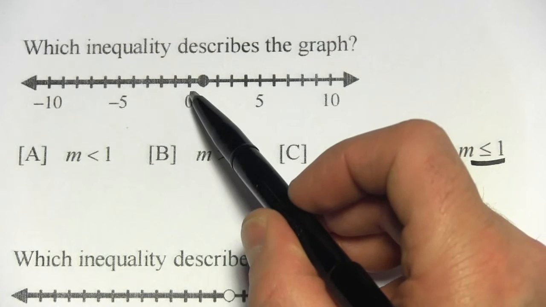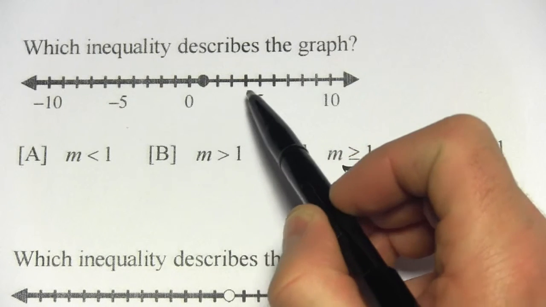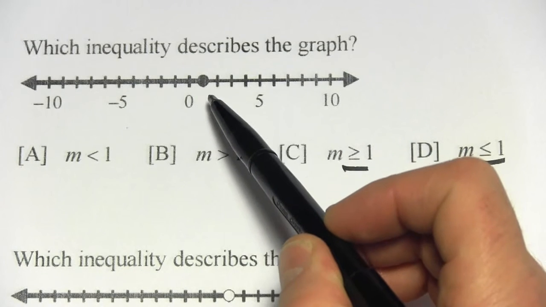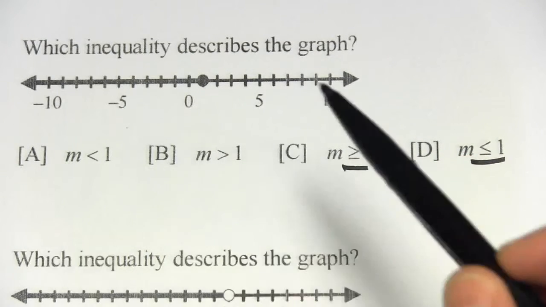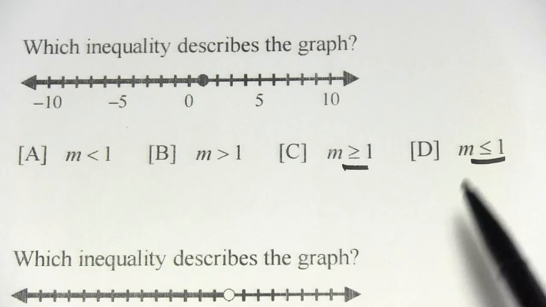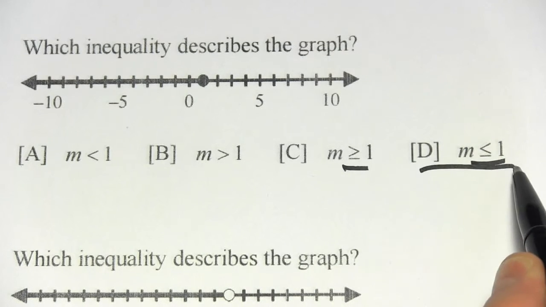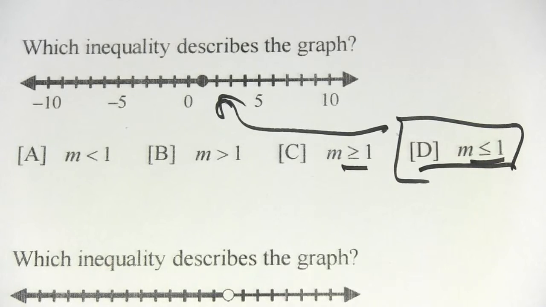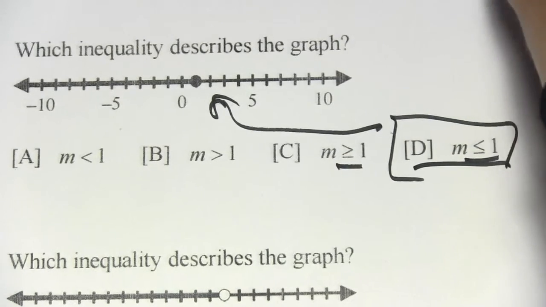And it looks like it starts at, well, if this is 0, this must be 1, 2, 3, 4, 5. Yeah, so this is 1. So this looks like everything less than or equal to 1. And let's see our choices here. So m is less than or equal to 1 would represent what's going on up here. Let's try another one like that.